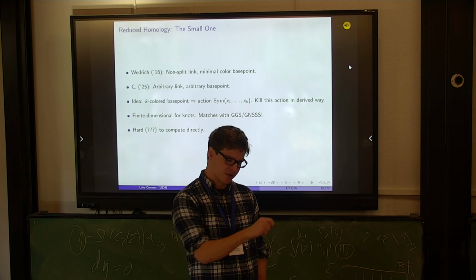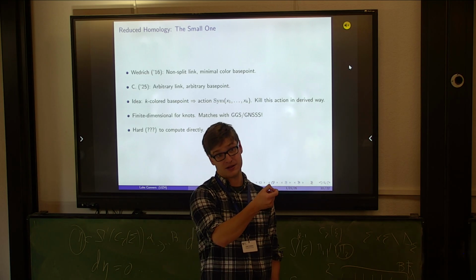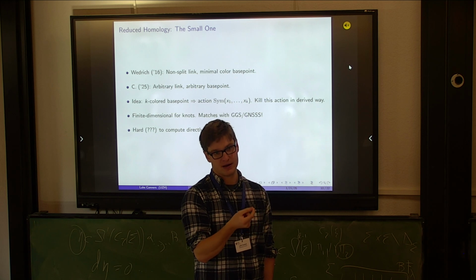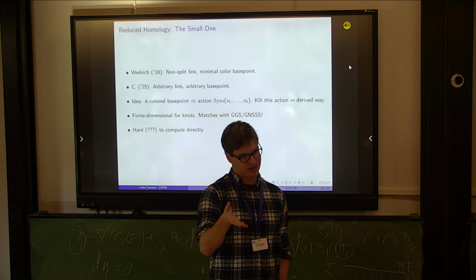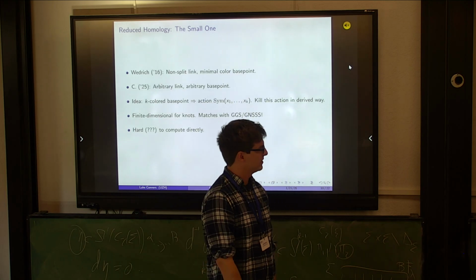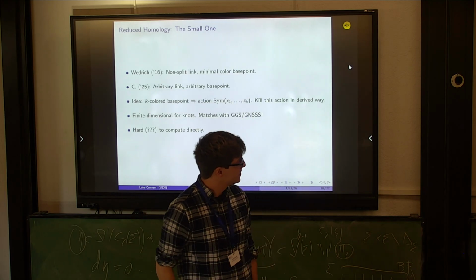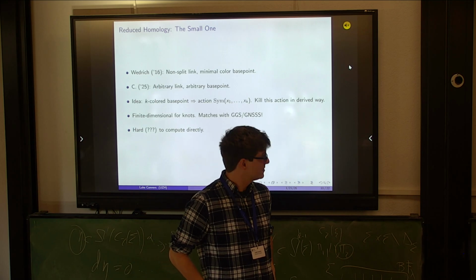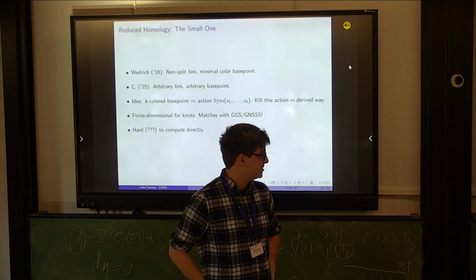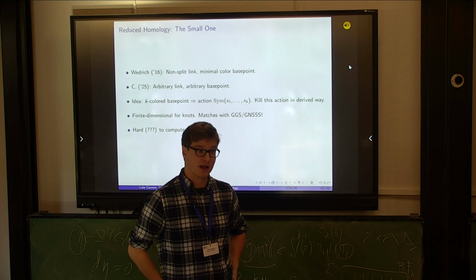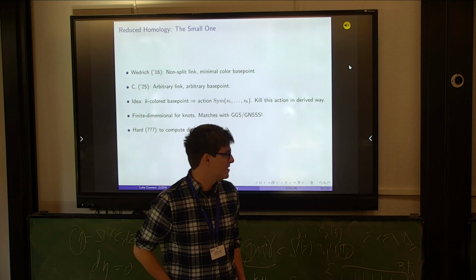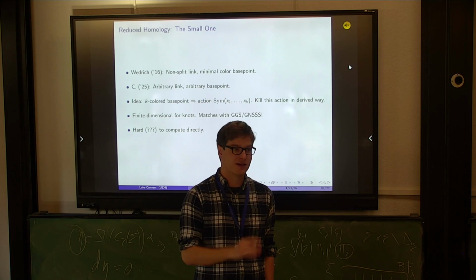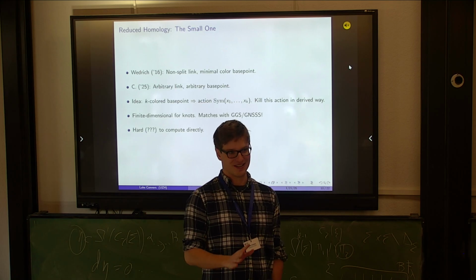And the idea here is when you choose a base point on a k-colored component, this gives you an action of symmetric polynomials in k variables on the homology, and you just kill this action in some derived sense at the level of cubes of resolutions. One nice feature is that this invariant is finite dimensional for knots, and this matches with the GGS and GNSSS conjectures. So there's some hope, at least, that this is the invariant they were thinking of. On the other hand, it's quite difficult to compute directly, I think. So it's possible that this is not so hard as it sounds.